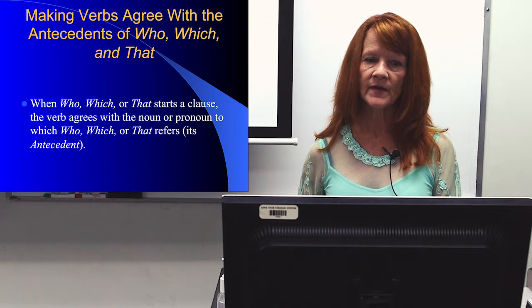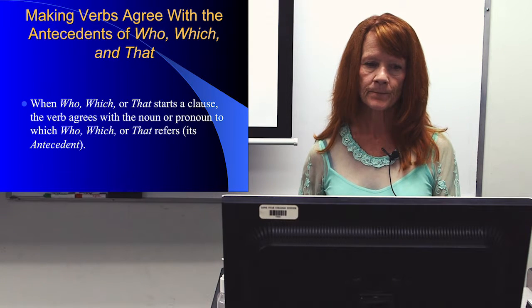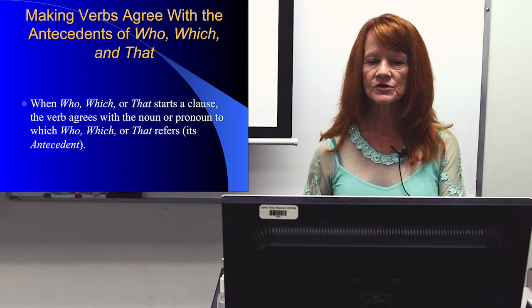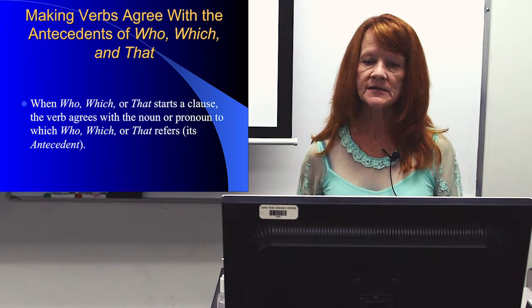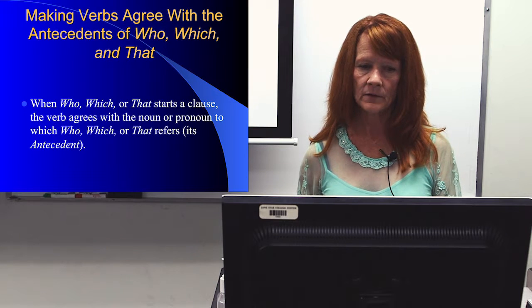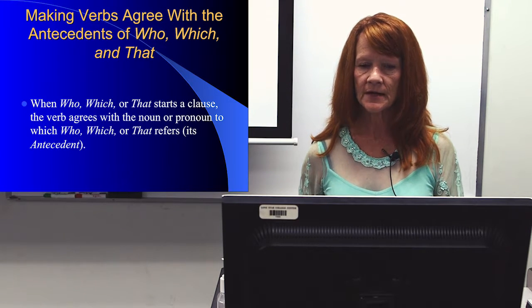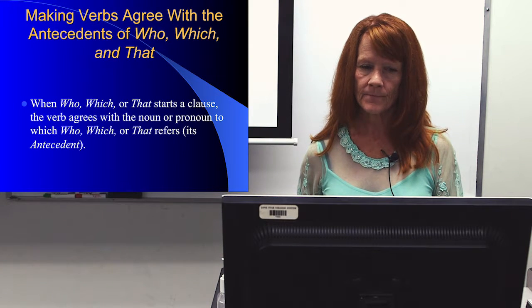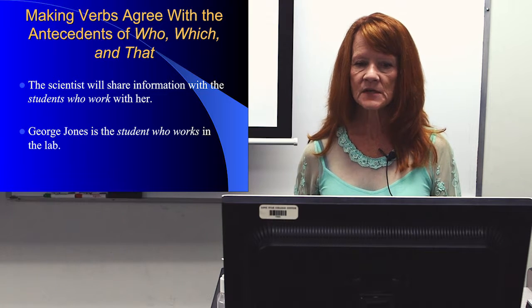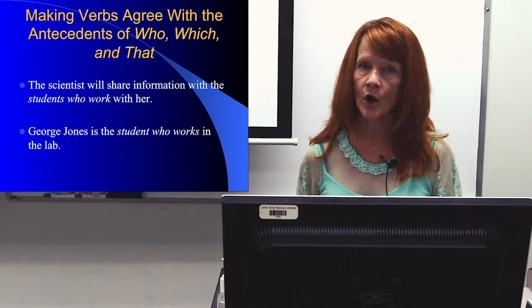Making verbs agree with the antecedents of who, which, and that. When the words who, which, or that start a clause, the verb agrees with the noun or pronoun to which who, which, or that refers, and that's called its antecedent. For example, the scientist will share information with the students who work with her.